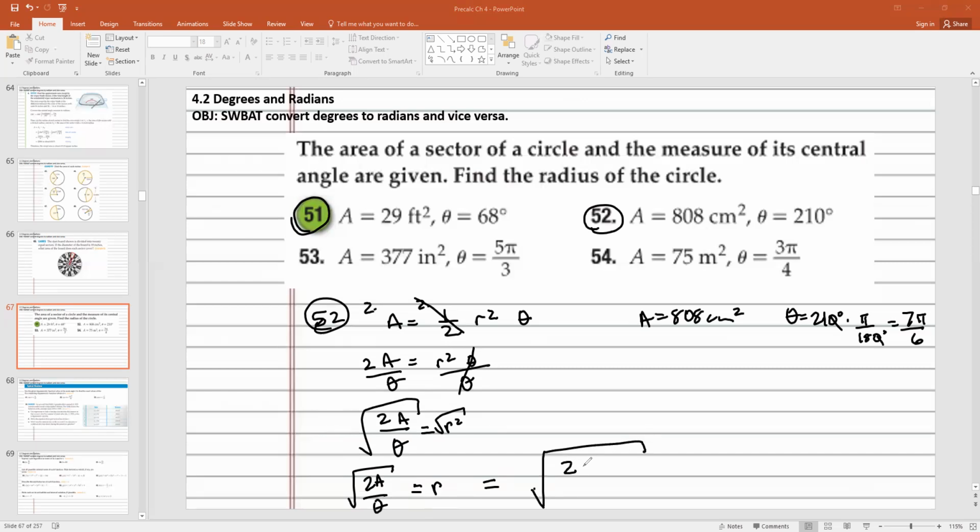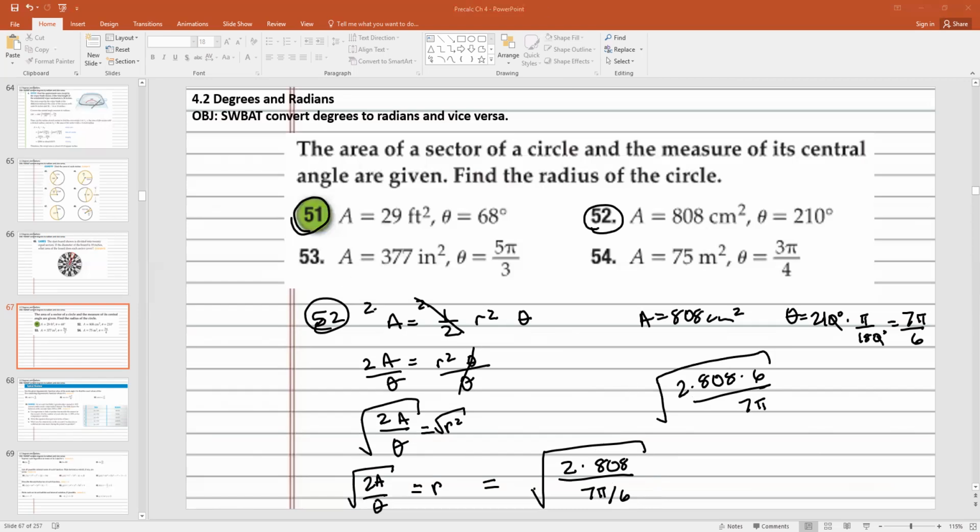The square root of 2 times 808 over 7 pi over 6. Put that in the calculator if that looks tricky because you have a fraction and a fraction. Remember, the bottom of the bottom fraction goes on top. So you can also write it as 2 times 808 times 6 over 7 pi if you want. Either way.